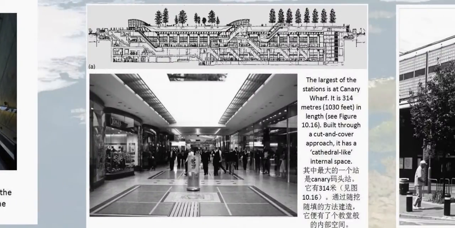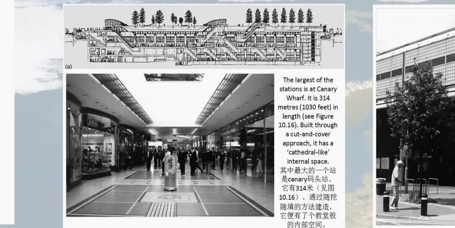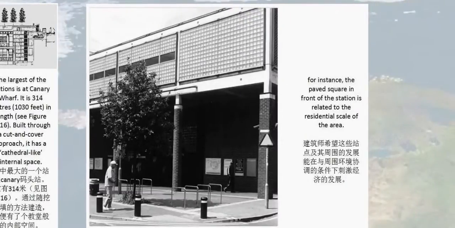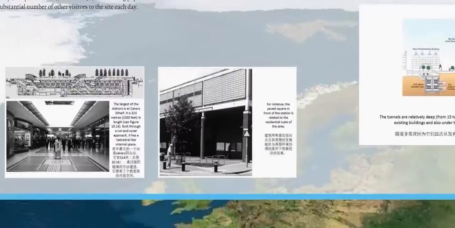The largest station is at Canary Wharf. It is 340 meters in length, built through a cut and cover approach. It has a cathedral-like internal space. The paved square in front of the station is related to the residential scale of the area.